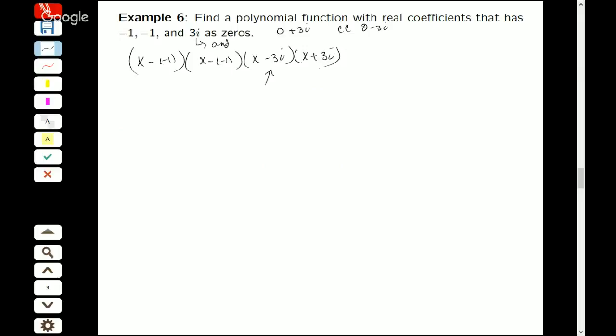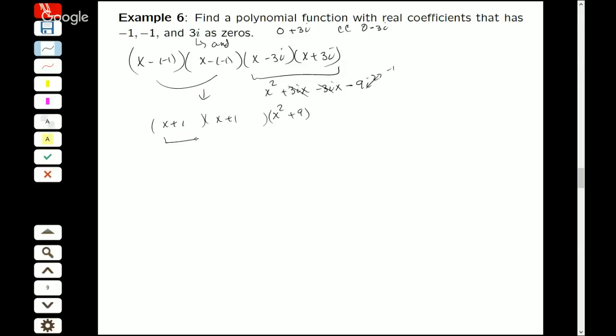Multiply these together. So let's multiply the x minus 3i and the x plus 3i. You get x squared plus 3ix minus 3ix, and then minus 9i squared. Are we good with that foiling? Tell me about the middle terms. They cancel. You get x squared plus 9. That i squared is a minus 1. And then let's bring down these ones. This becomes x plus 1 and x plus 1.